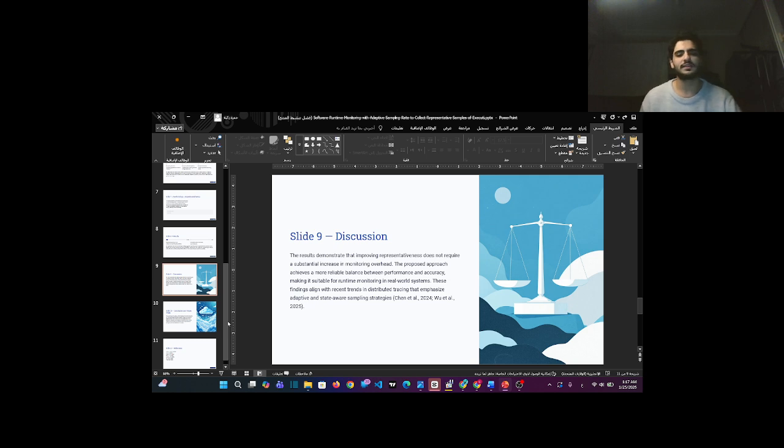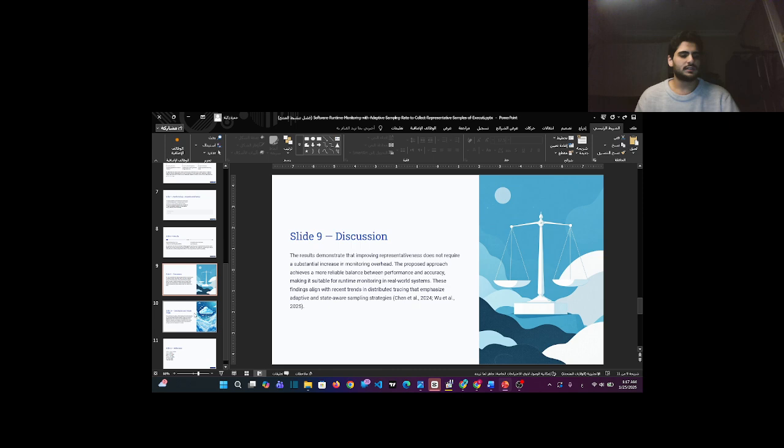So now we hit slide 9 and let's go down a little bit. Okay, so in slide 9, the discussion. These findings indicate that improving representativeness does not require a disproportionate increase in monitoring overhead. The proposed approach achieves a more reliable balance between accuracy and performance. This is particularly important in real-world systems where biased monitoring data can lead to incorrect operational decisions. The results are also consistent with recent trends in distributed tracing research, which emphasizes adaptive and state-aware sampling strategies.